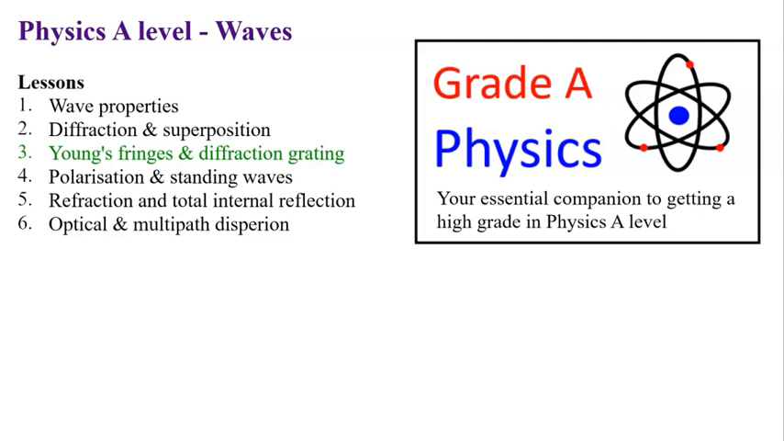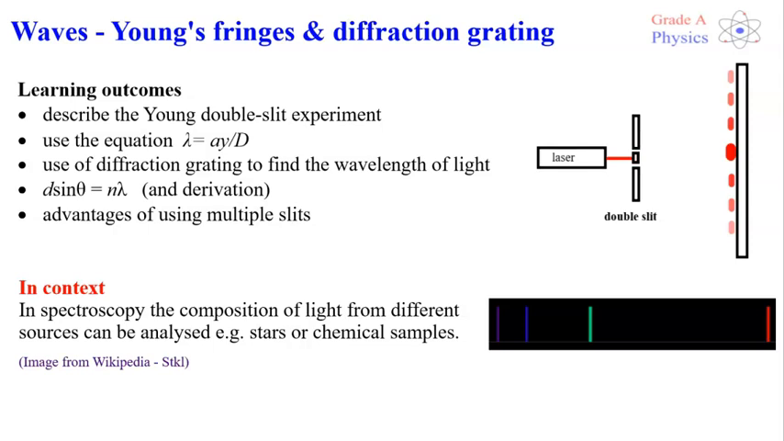Hi everyone, this is the third lesson in Waves for Physics A-Level. This is Young's Fringes and Diffraction Grating. This video will cover the Young's double slit experiment and the calculations associated with it, and also how to use a diffraction grating to find the wavelength of light and calculations with the formula shown here.